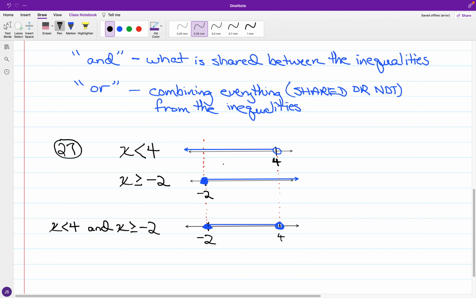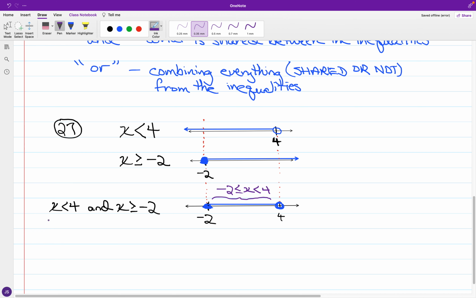Okay, and so in combining, you have x is greater than or equal to negative 2 while also being less than 4. So if you're looking at consolidating with this line segment, we say that we have negative 2 is less than or equal to x, which in turn is going to be less than 4. Okay, so just kind of drawing this out.